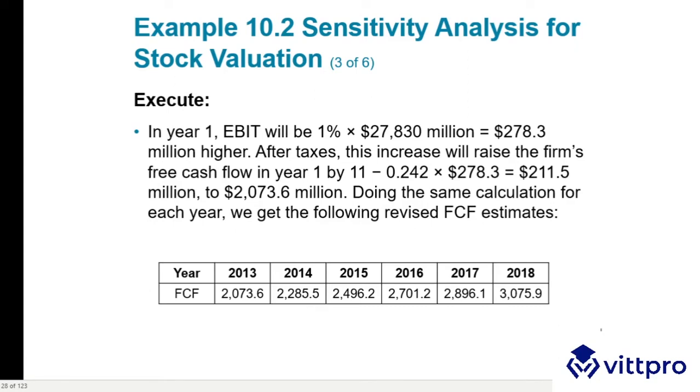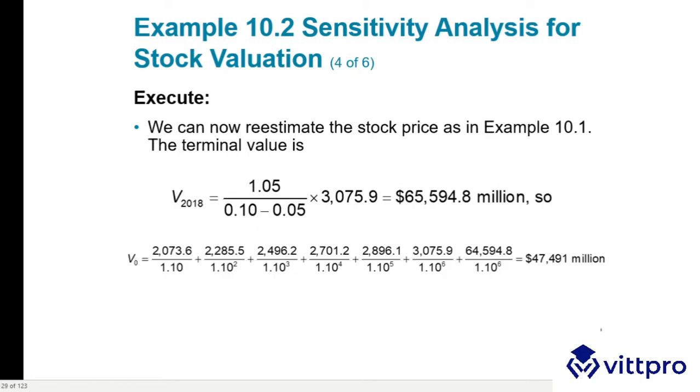If the free cash flow will change to 2073, 2027, 2287, 2896 and 3075. Based on that also the terminal value will change as well, right? Terminal value previously was 58, now it is $65 billion. And if you do the calculations again, the total value will increase from 40 to 43 to 47 billion dollars. So a 1% increase in the profitability or in the operating expense will increase the value by another 10%.